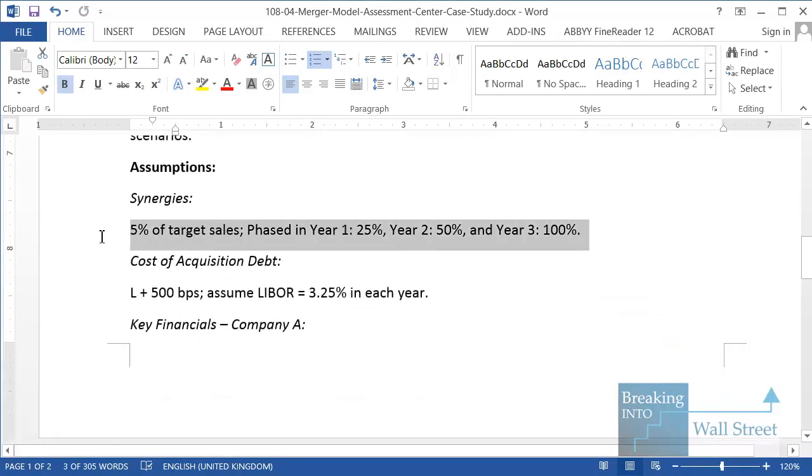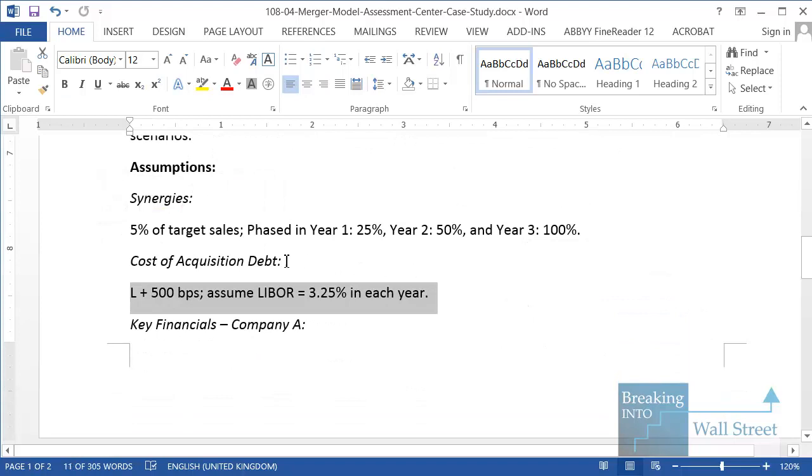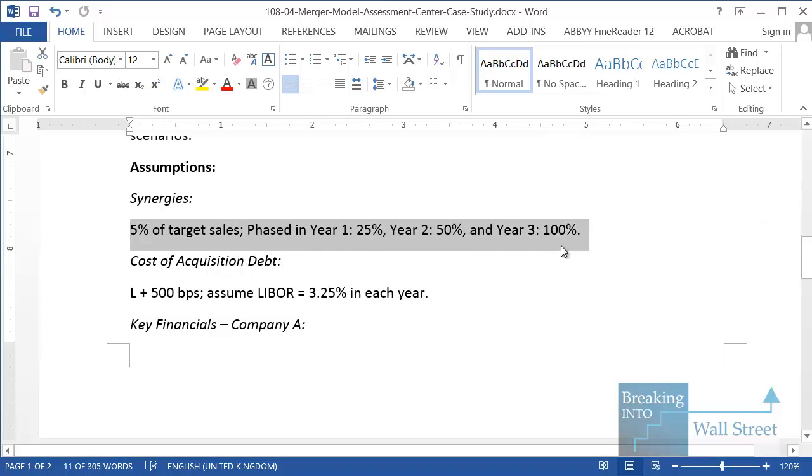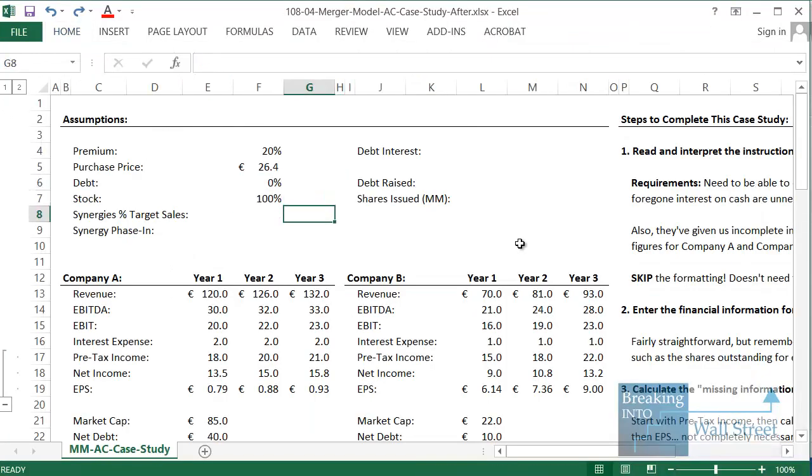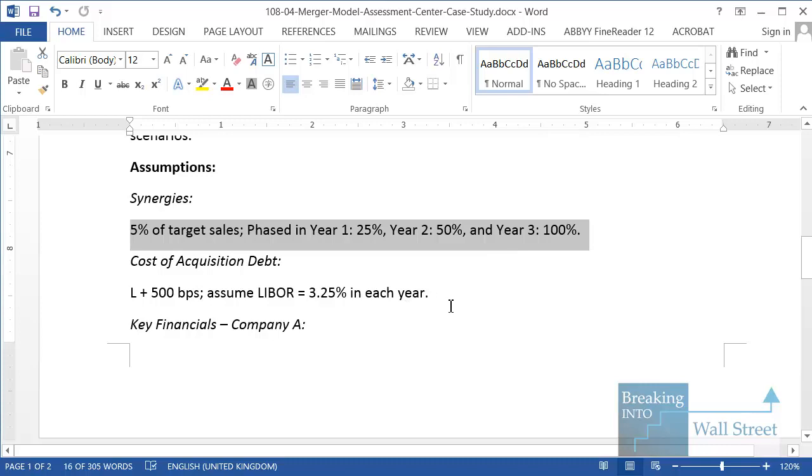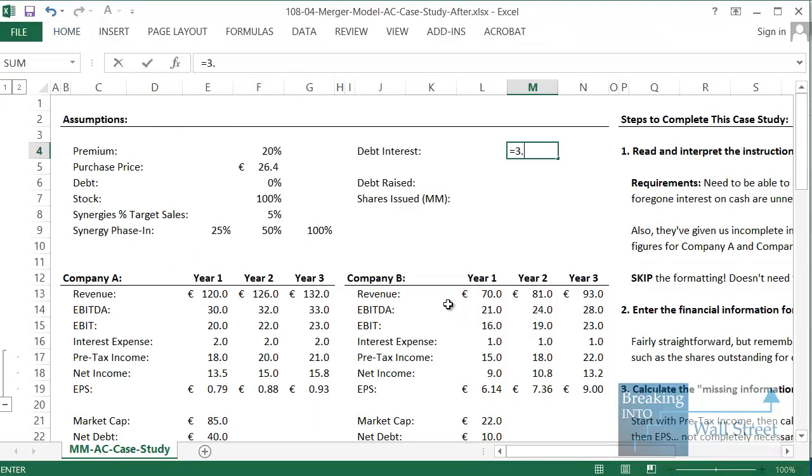What else can we enter based on these assumptions? Well, we want to enter the synergies and also the cost of debt here. So synergies, 5% of target sales, 25% in year 1, 50% in year 2, and then 100% in year 3. Let's enter some of that. 5%, 25%, 50%, and 100%. Then for the debt interest rate, we could do this in a couple of ways. I'm just going to enter this as 3.25% plus 5%. So it's 8.25%.